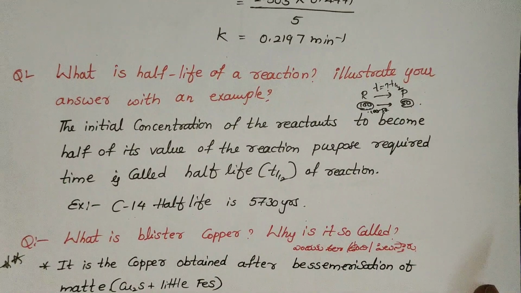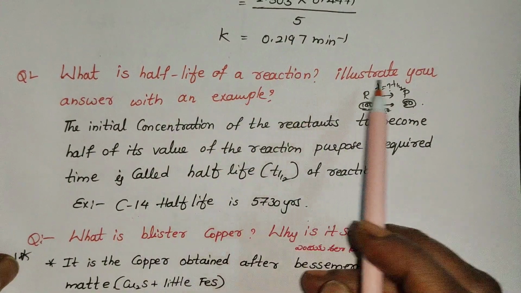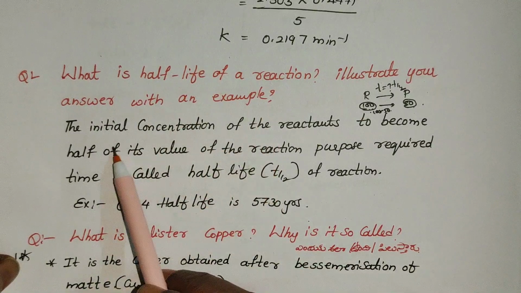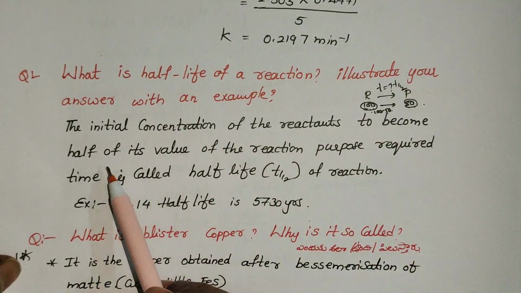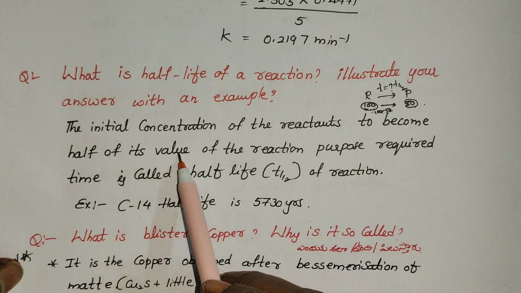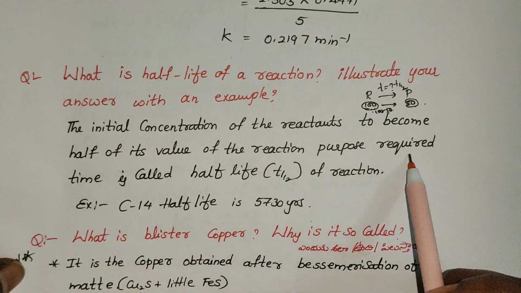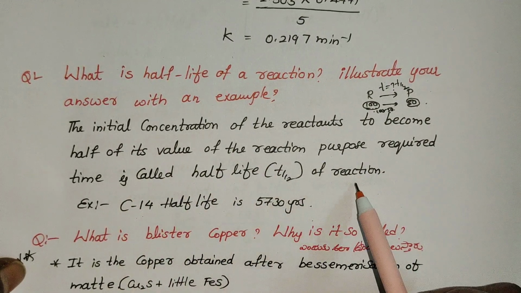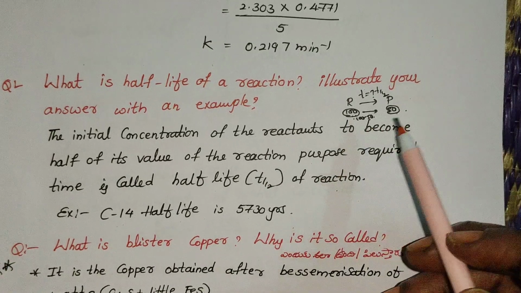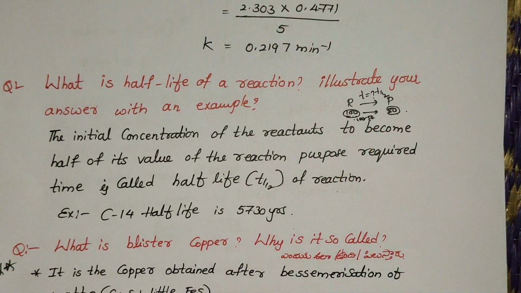Okay, next one more question. What is half-life of a reaction? Illustrate your answer with an example. The time required for the initial concentration of the reactant to become half of its value is called half-life of the reaction. Simple, beta. For example, if you take a number of reactants, maybe 100.